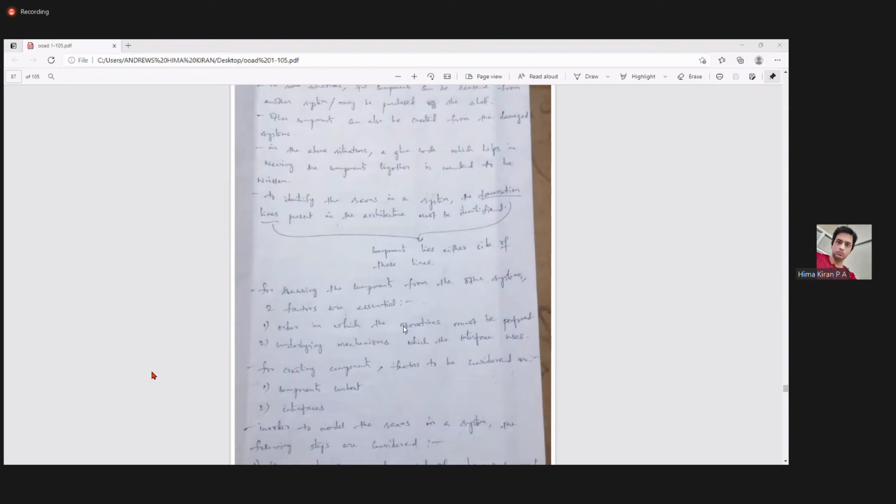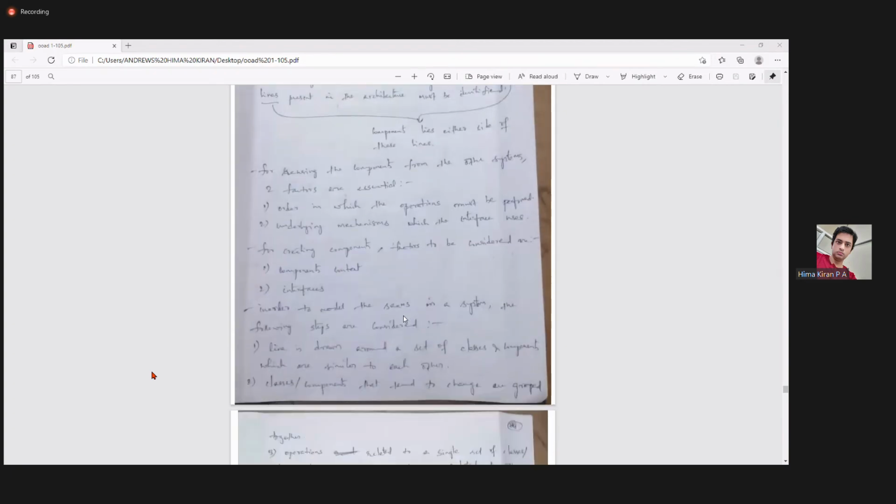Next, for reusing the components from other systems, two factors are essential. If you want to reuse the products which have been used previously, we need to concentrate on two things. The first one is the order in which the operations must be performed.